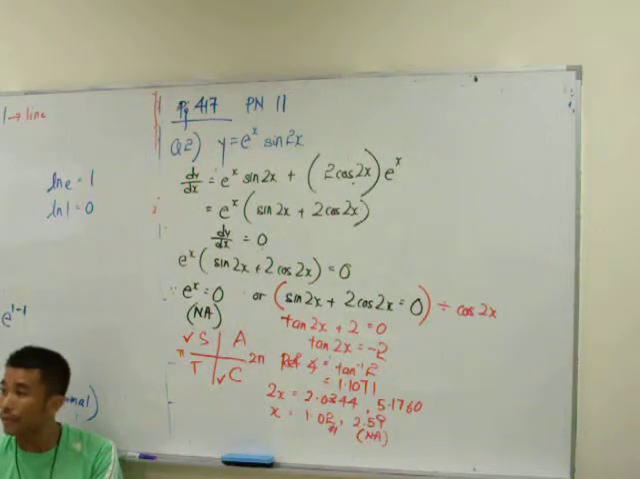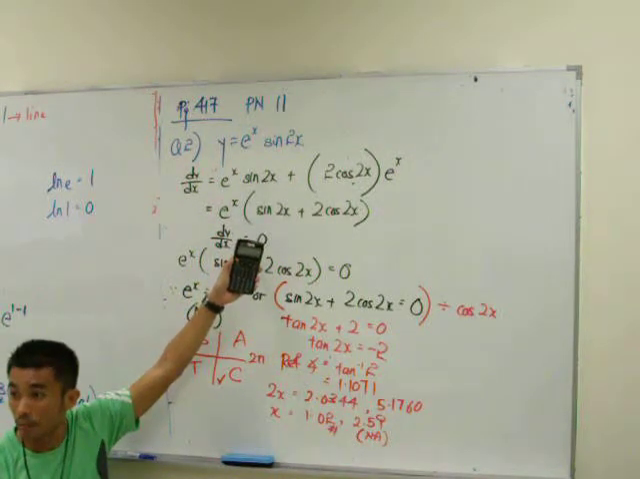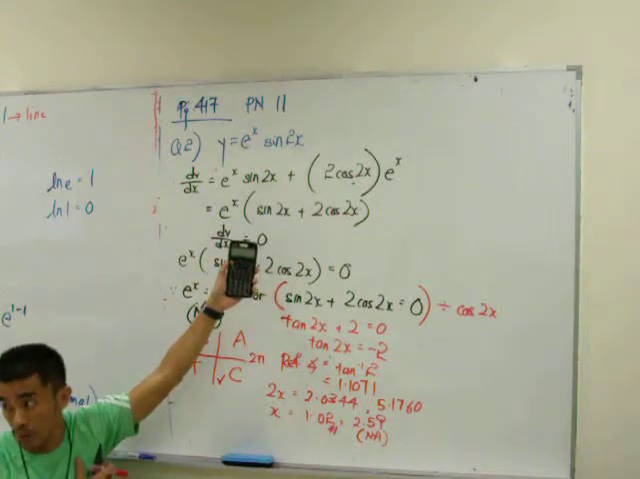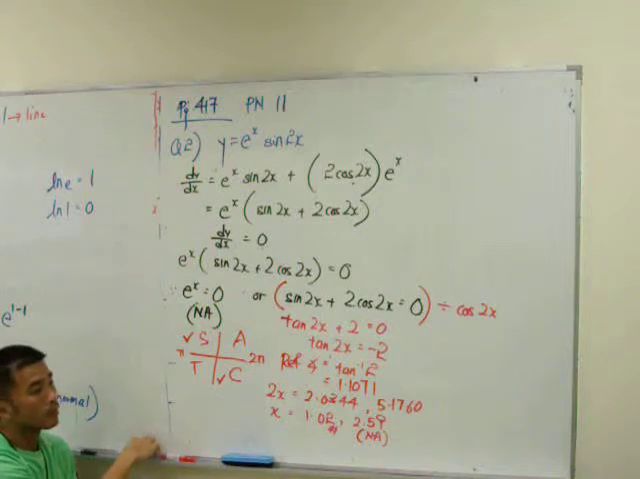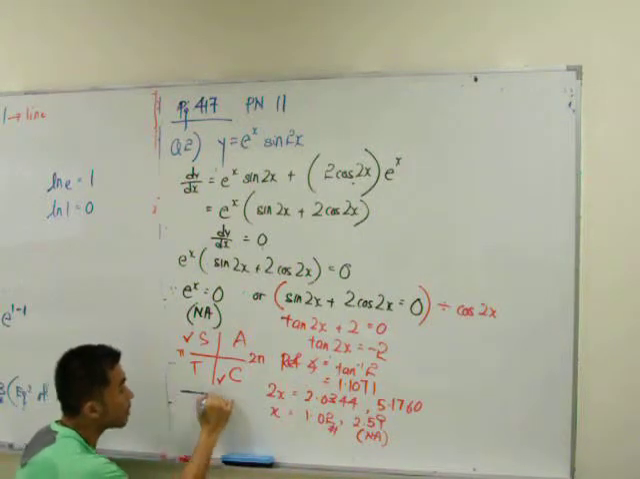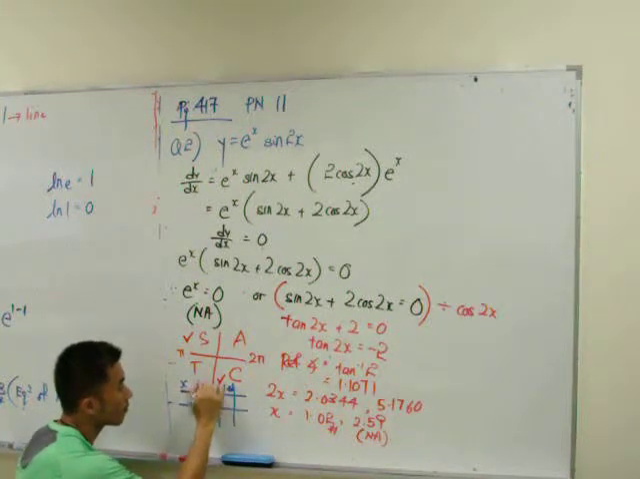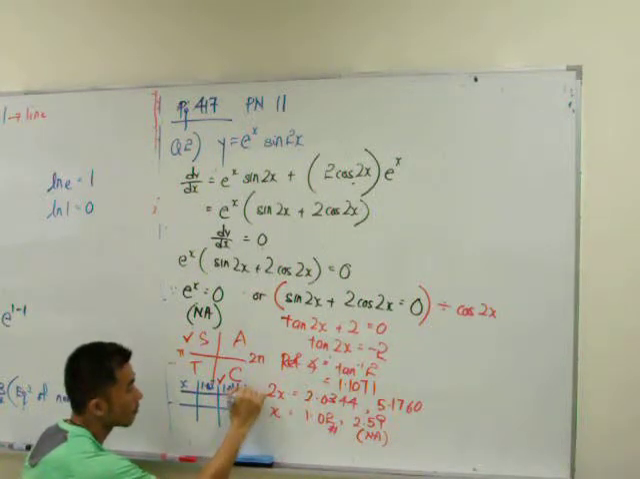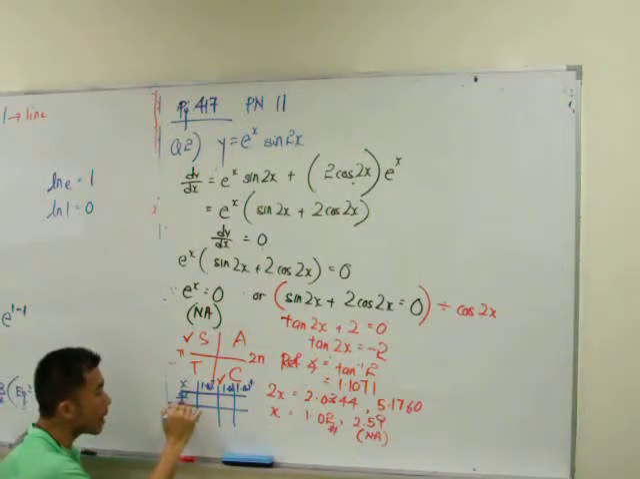Is this good enough? You need to determine the nature. Do you still want to go and differentiate this stupid thing? This one already took us quite a while. So what would be a better way to determine the nature? Use the box method.